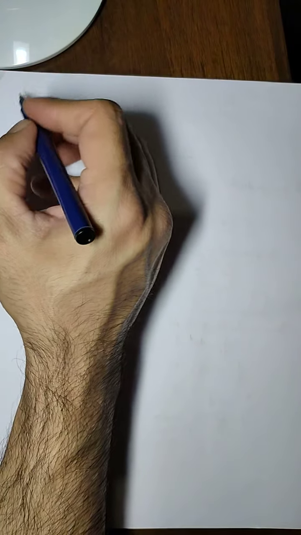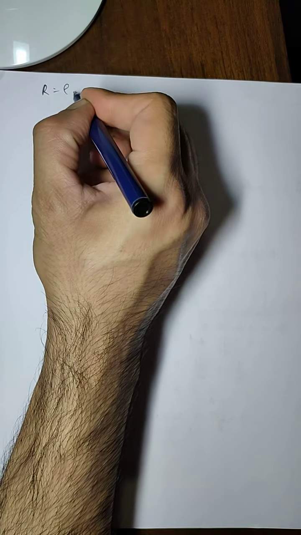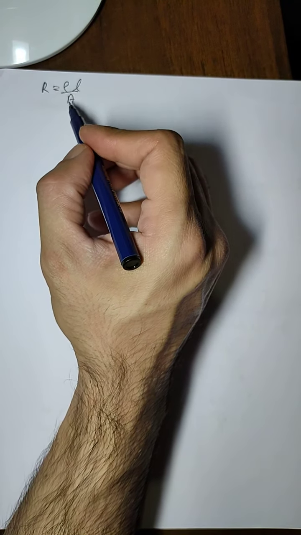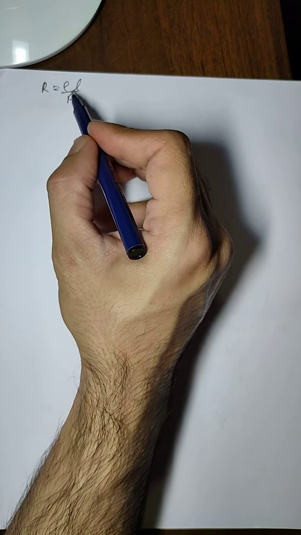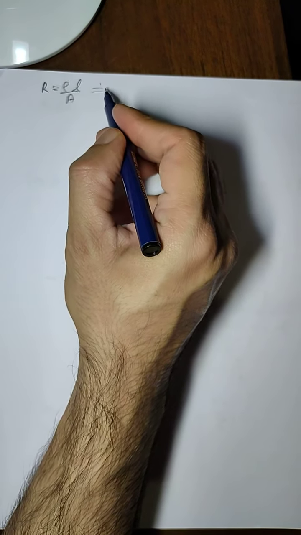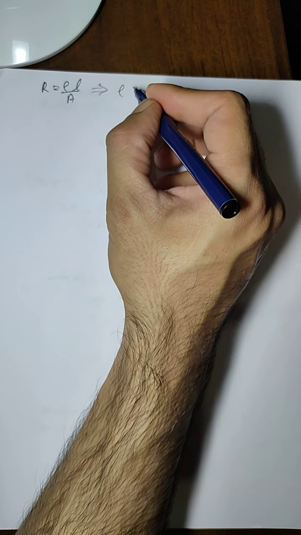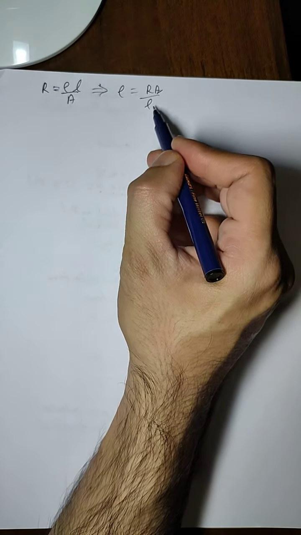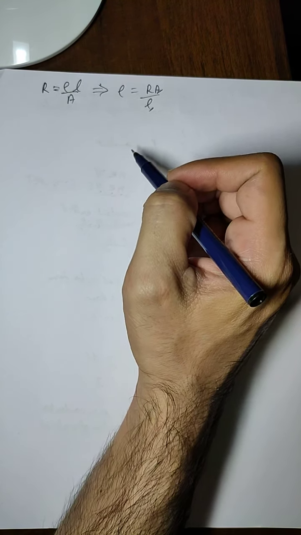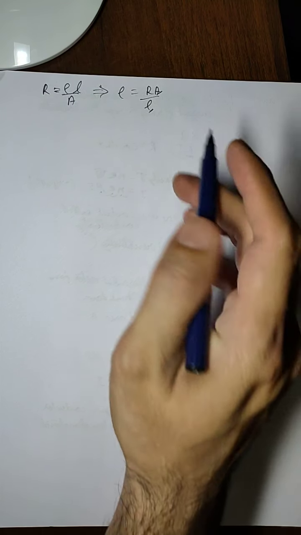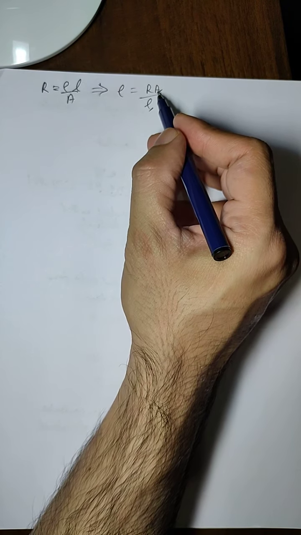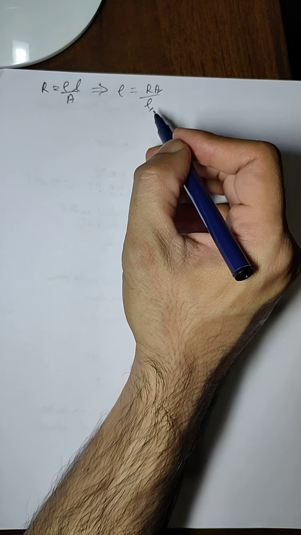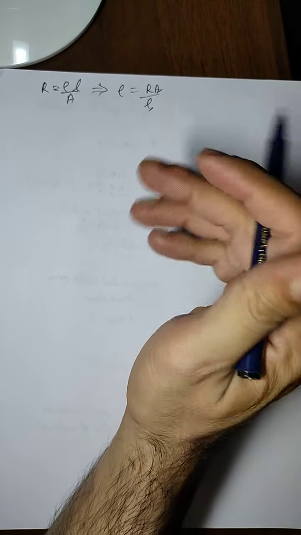Now, the first important thing about this formula, R equals rho L upon A, is that it seems that rho, or resistivity, depends upon R, L and A. If we rearrange this formula, we can write resistivity equals RA upon L. So it seems that rho depends upon the area of cross section and the length of the conductor also. But in reality it is not so. Resistivity has nothing to do with the area of cross section and the length. Resistivity depends solely on the nature of the material of the conductor.